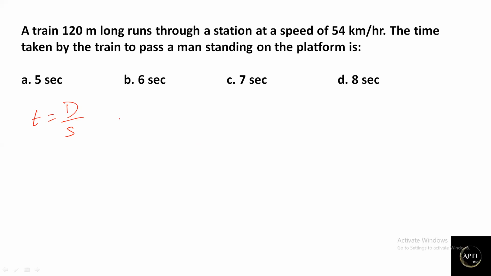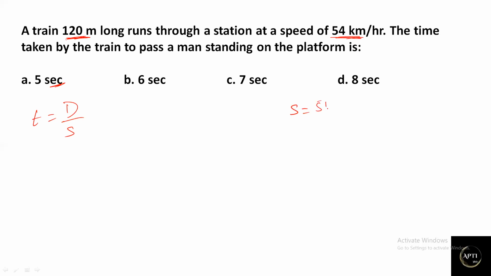Now, a train 120 meters long is running through a station at a speed; they have given the length of the train in meters and the speed of the train as 54 kilometers per hour. If you observe the units, I already told you how to convert units, either from meters to kilometers or kilometers per hour to meters per second. It depends on the options. If you check the options' units, here it is seconds, right? So we need to convert kilometers per hour to meters per second.